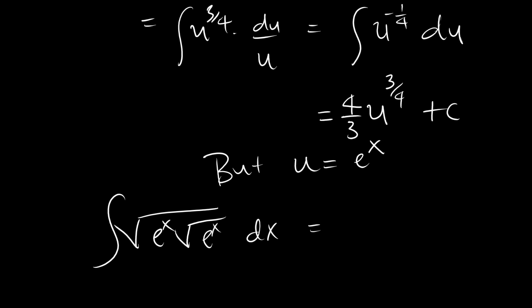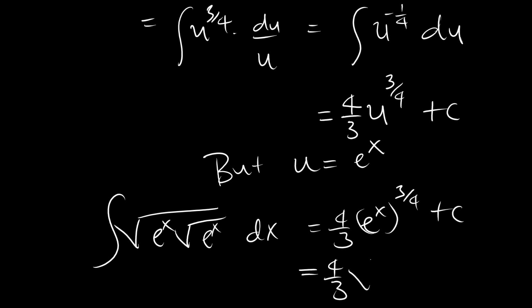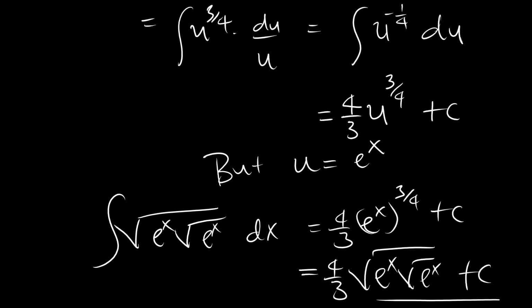is the same as 4 over 3 e to the x to the 3 over 4, or 4 over 3 e to the x, plus c. And that is it. Okay.